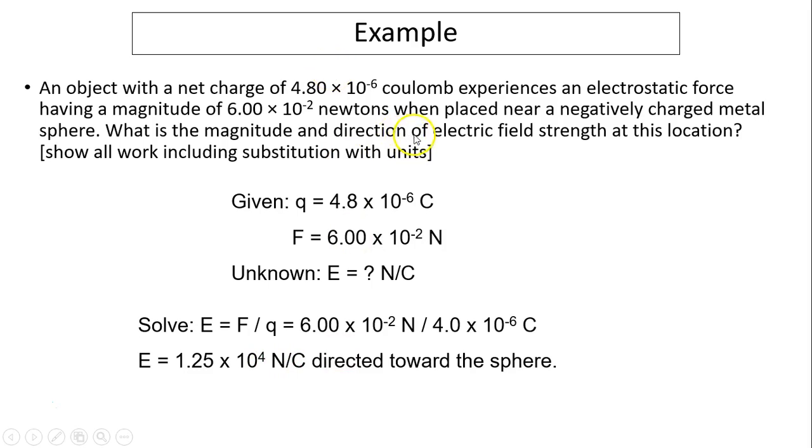To find the direction, we have to look at the charge that created this field. The charge that created this field is a negatively charged metal sphere. A negatively charged metal sphere will produce a field toward itself. So the field is directed toward the sphere.